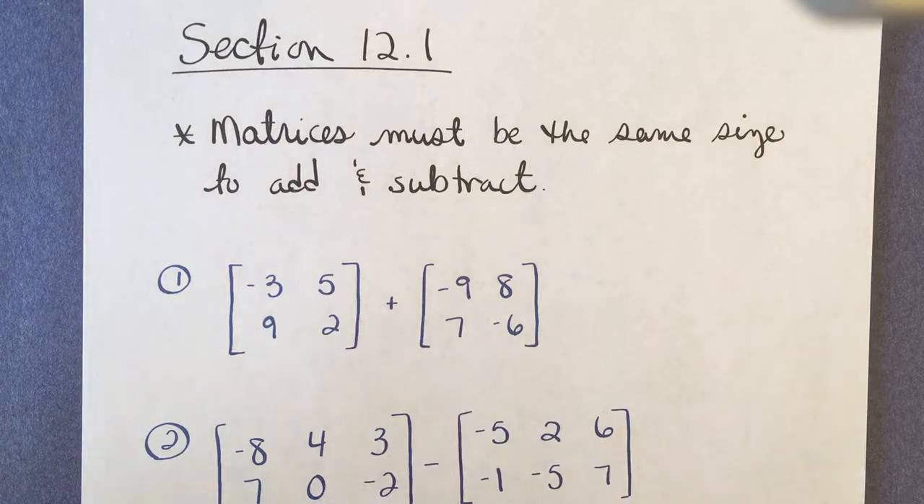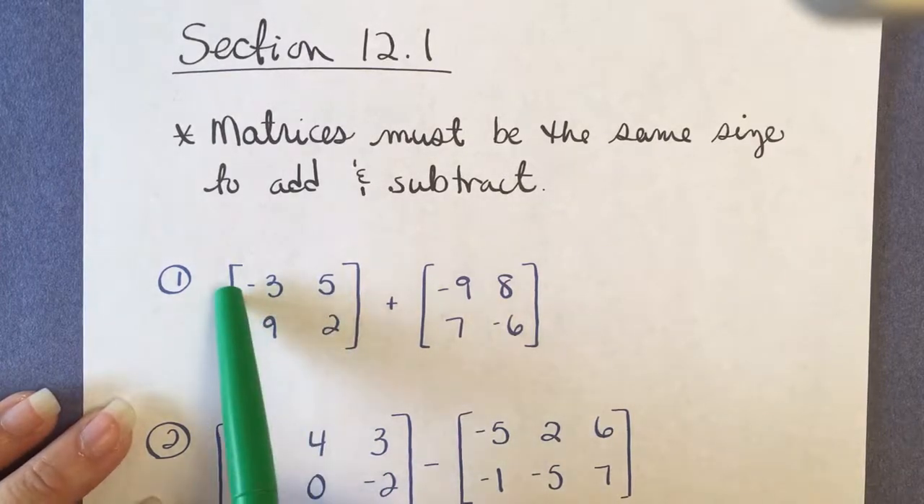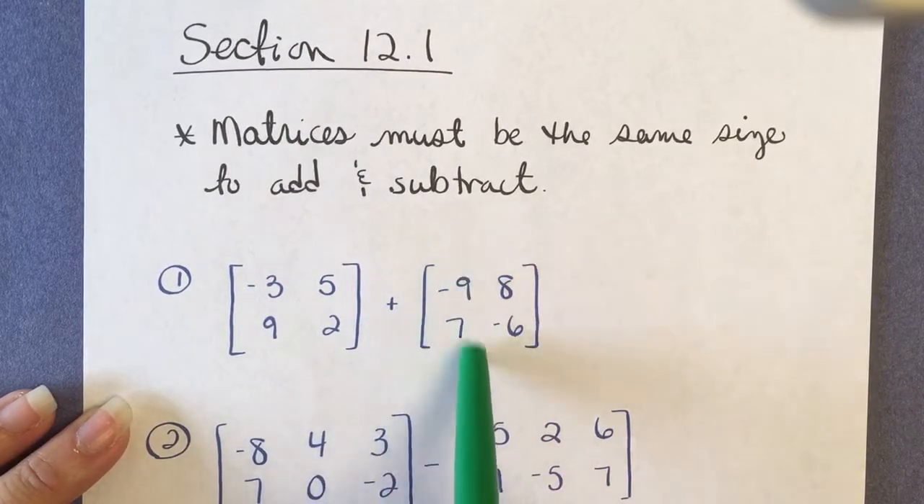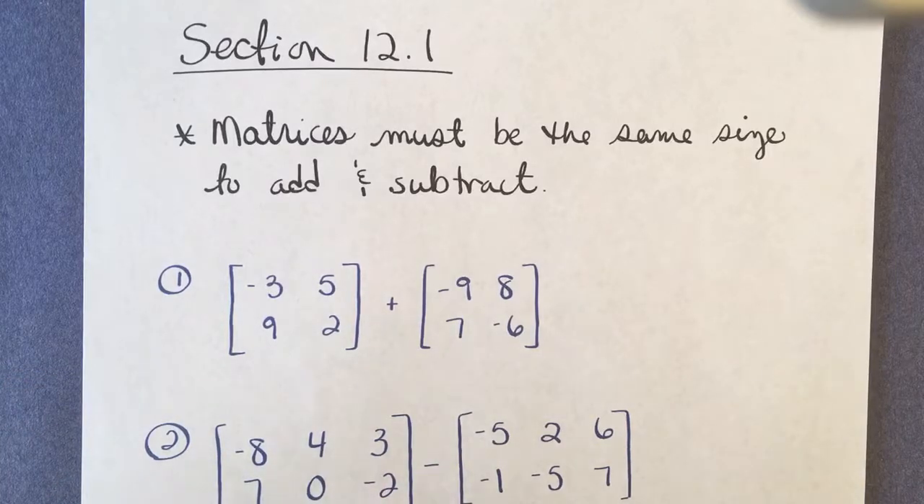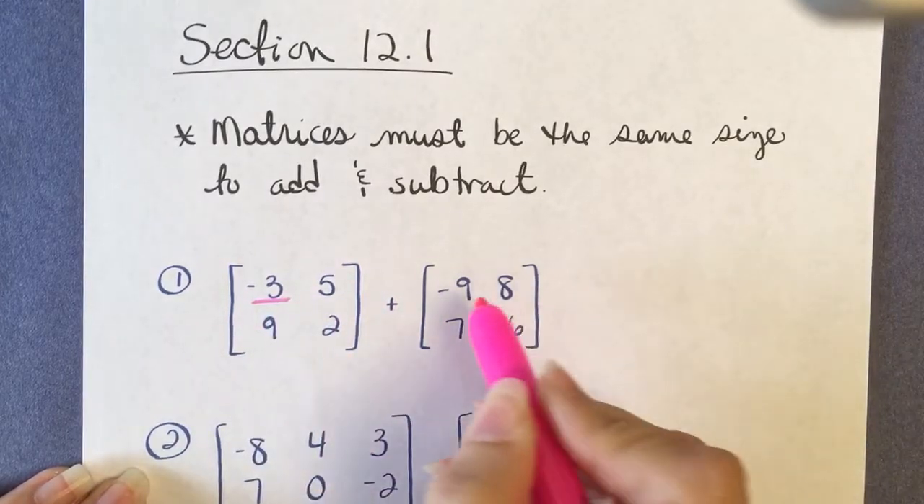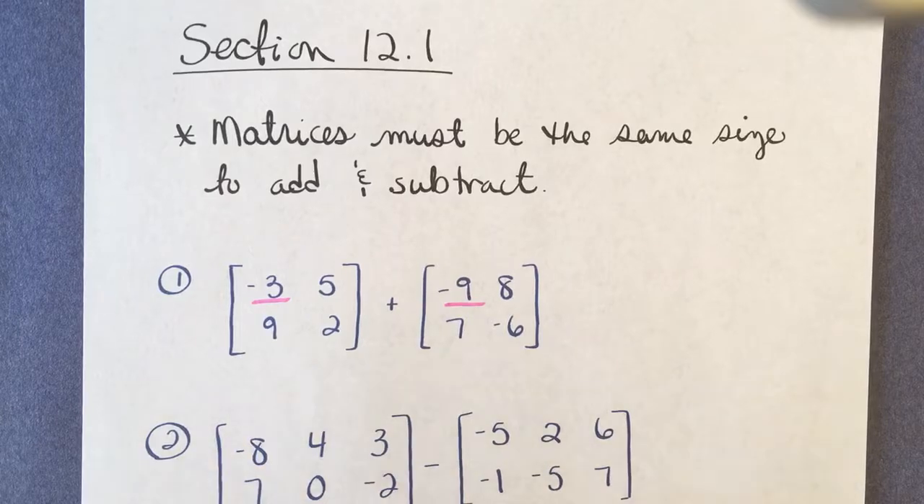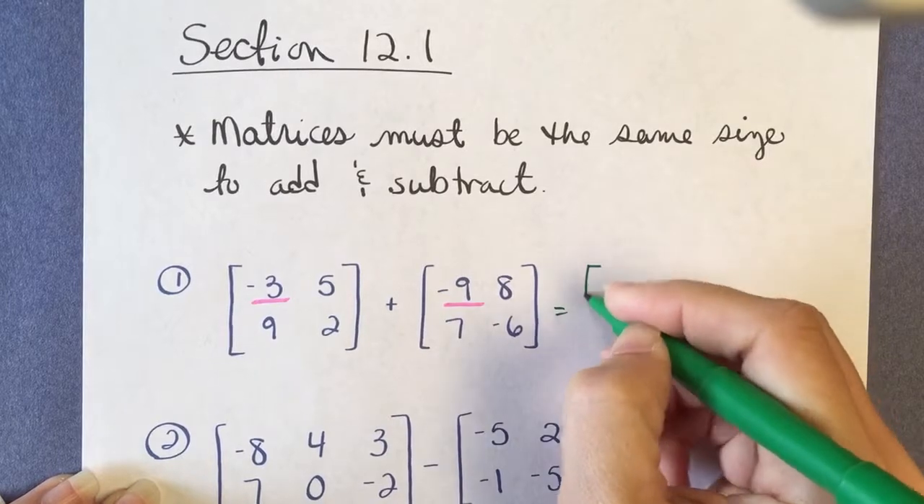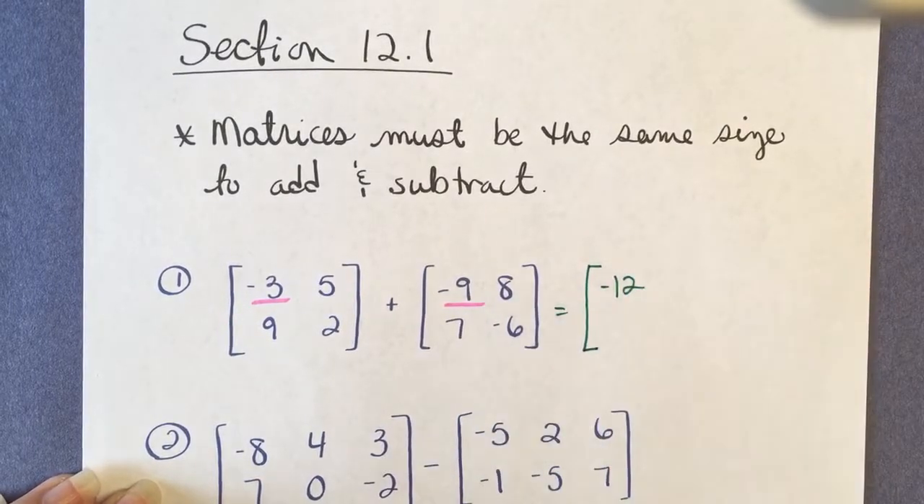So when I say the same size, like in this case, I've got two numbers going across. Here I have two numbers going across. There's two numbers going down. There's two numbers going down. And you can just simply look and tell just by looking if they're the same size or not. So all you have to do when it comes time to add is just simply add the numbers that are in the same position. So like the first number we have here, first number we have here, you're going to add those. So if you do a -3 plus a -9, then you'll have a -12, okay?